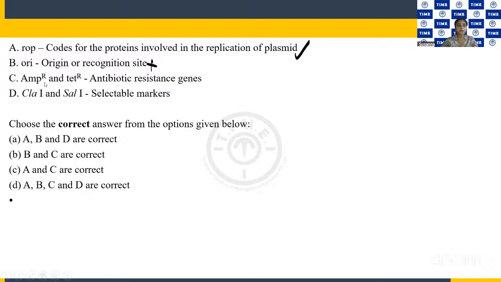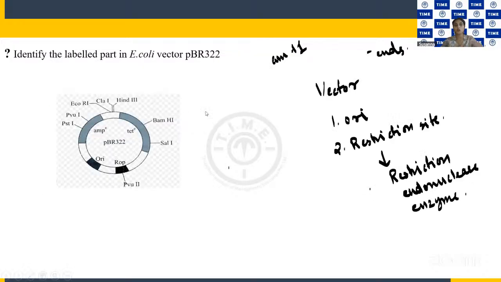Amp superscript R and tet superscript R are nothing but they are representing the ampicillin resistance and tetracycline resistance genes, antibiotic resistance genes. Yes, we already discussed they are the resistance genes, ampicillin and tetracycline resistance genes.